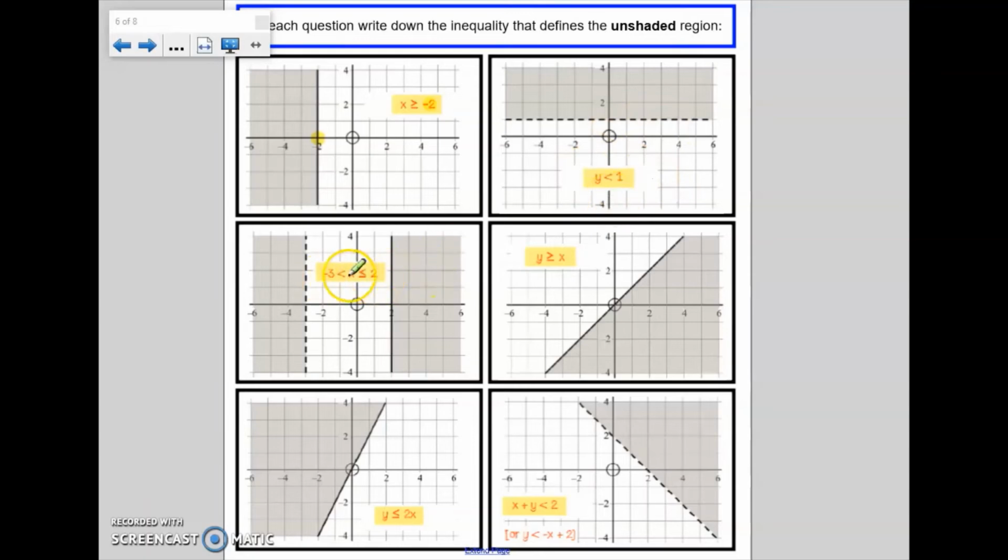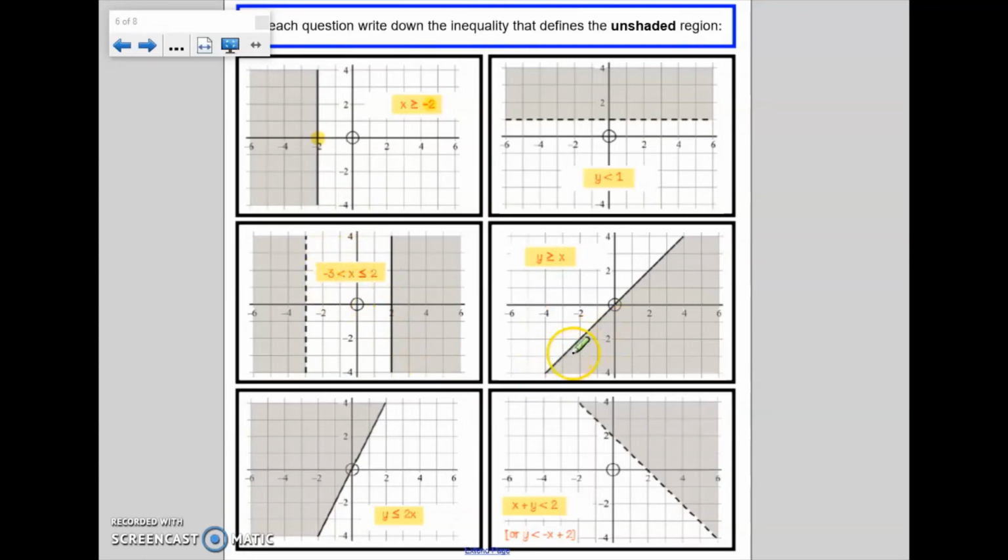This time, the inequality is enclosed by 2 lines. We've got when x is greater than -3, dotted line through -3, and when x is less than or equal to 2, so this time we've got a nice full line through the number 2. The white region is the region we require, which is where this inequality comes from.